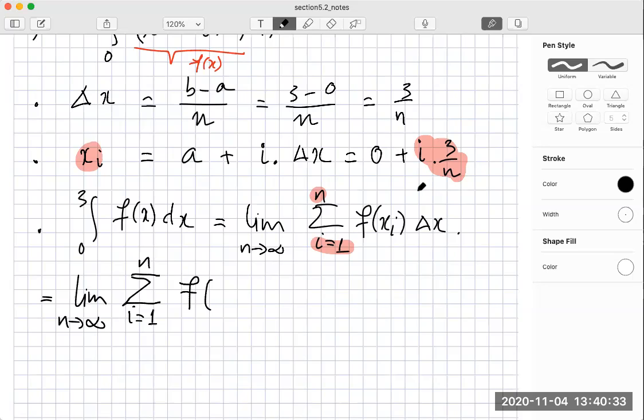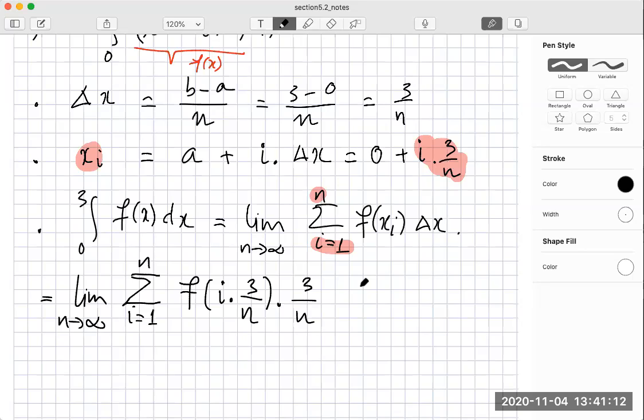Is that okay? Then what is it here? Yes, i times 3 over n. That is xi, right? And delta x here, what is it? Yes, 3 over n. Thank you, Daniel. Very good. So is it clear for everyone?